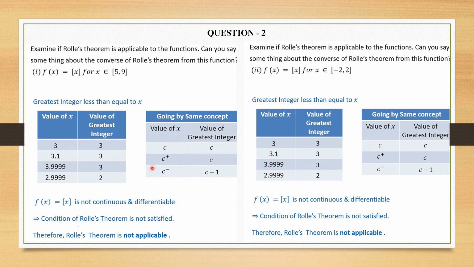Now you know that the greatest integer function is not continuous and not differentiable. So the first two conditions of Rolle's theorem are not satisfied. So that's why Rolle's theorem is not applicable here. For the second function also, between -2 and 2, the same reasoning applies. Since this greatest integer function is neither continuous nor differentiable, the conditions of Rolle's theorem are not verified, so it is not applicable.